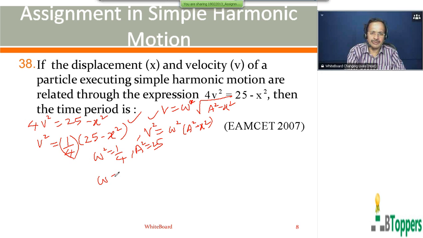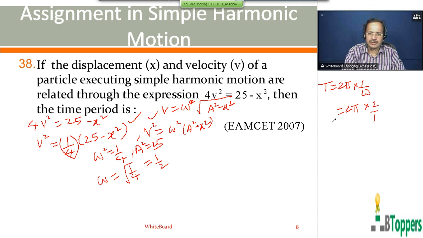So omega is equal to root of 1 by 4 in SI units, or 1 by 2 units. So the time period of oscillation you can write as 2 pi by omega, or 2 pi into 1 by omega. So 2 pi into 2, so time period will be 4 pi units is the answer.